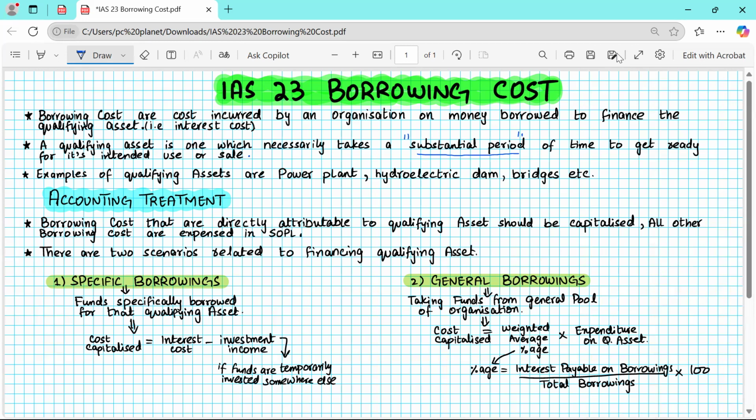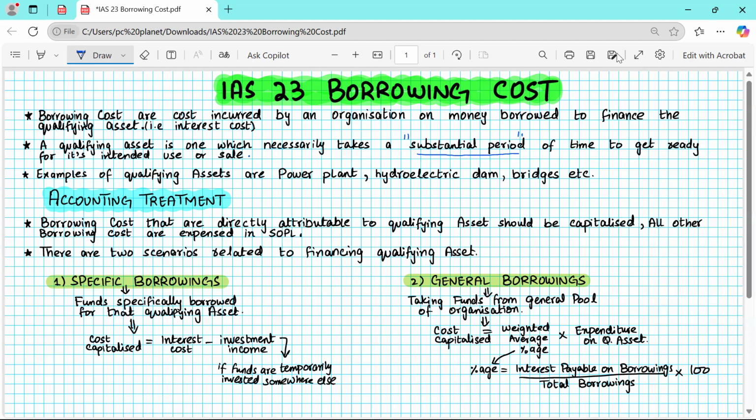And borrowing cost only deals with the qualifying asset. Okay. Now, what are a few examples of qualifying assets? Power plant, hydroelectric dam, bridges. These are all construction projects, and they are going to take a substantial period of time, right? You cannot get them ready in, let's say, 2 days, 5 days, 10 days, 15 days, 20 days, right? Such an asset which is going to take a substantial period of time to get ready, those assets are known as qualifying assets.